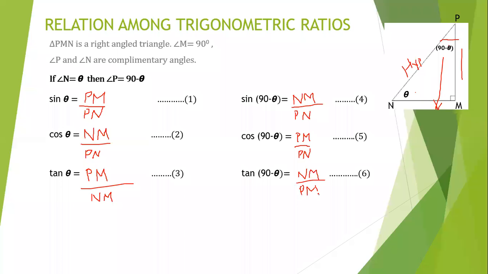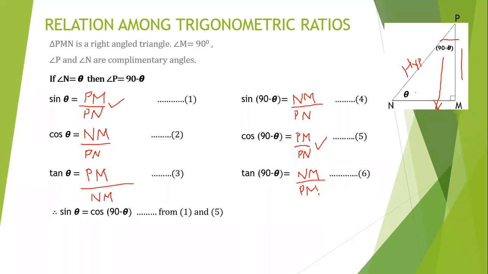Now look at this. What can you notice? You can notice that here we got PM upon PN, and the same thing we got for cos 90 minus theta also. See here, PM upon PN. So from 1 and 5, we can conclude that sine theta is equal to cos 90 minus theta. Okay.